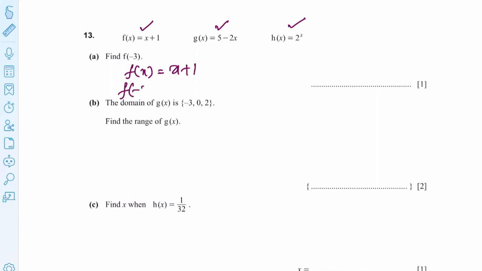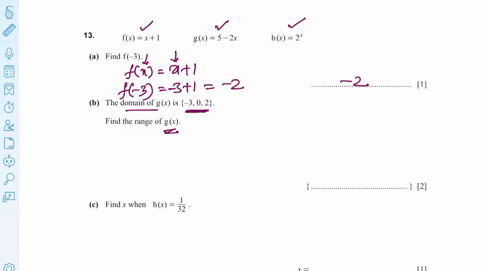So f of minus 3 equals minus 3 plus 1, because this is called the input value. This is called the input value, right? Minus 3 plus 1 equals minus 2. So this answer is minus 2. Easy.